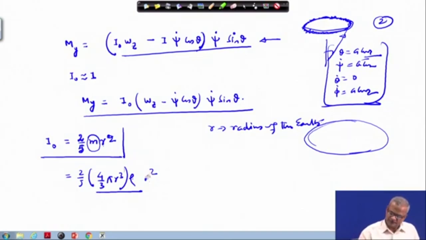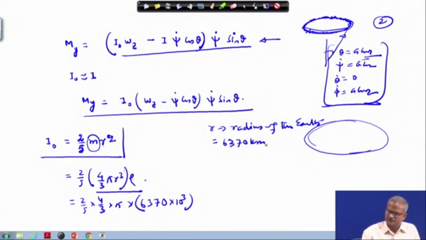So, the r square term will not be there; this goes into the I 0. So, we insert all these values: 2 by 5 times 4 by 3 times pi, and r is 6400 kilometers around. 6374 is the right value, but here we write it as 6370 kilometers. So, this is 10 to the power 3.